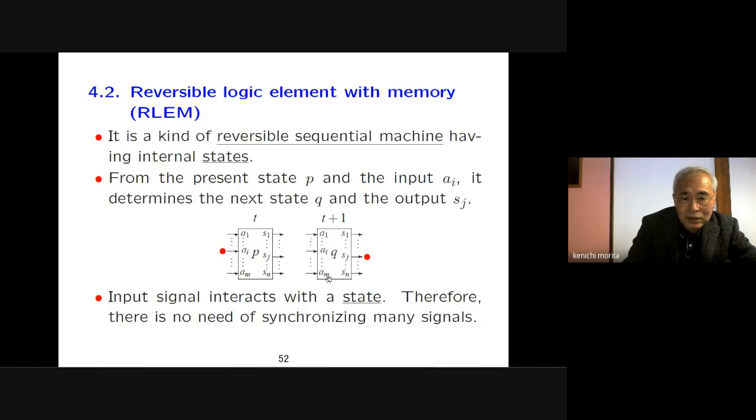Anyway, if a sequential machine is reversible, from the situation at the time t plus 1, we can uniquely determine the configuration of the sequential machine at the time t. From the next state q and the output sj, we can uniquely determine the previous state p and the input. Such a machine is called a reversible sequential machine.